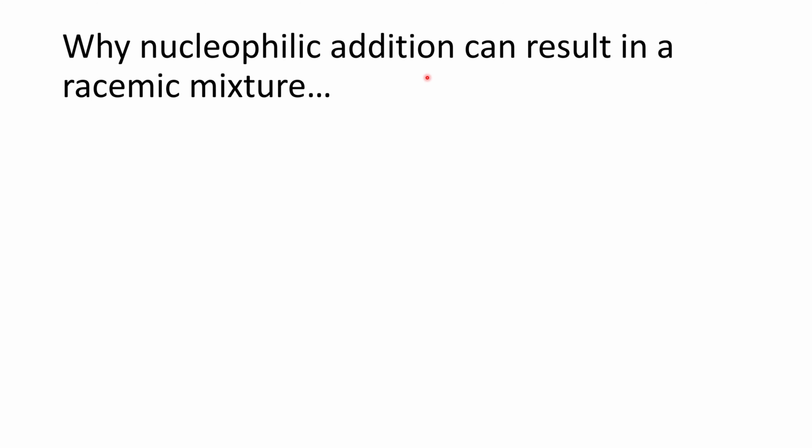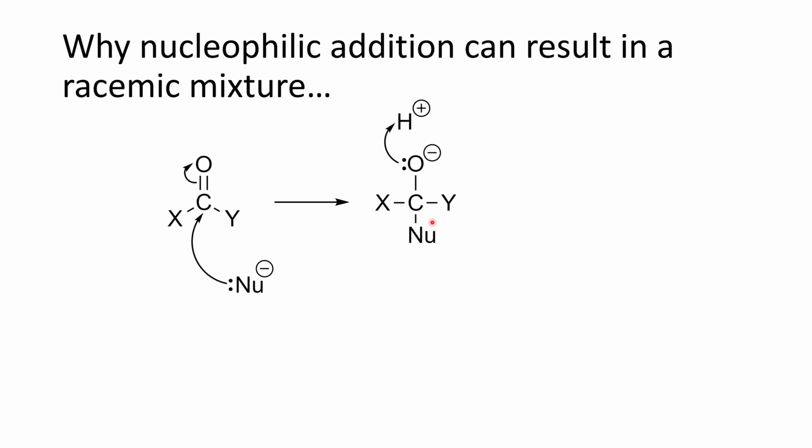Now let's examine why nucleophilic addition can result in a racemic mixture of optical isomers. In every nucleophilic addition that I've shown you today, we show a nucleophile attacking a carbonyl group. This forms an intermediate where the carbon has 4 bonds. You can see in this intermediate here, this carbon has 4 different substituents. Therefore, the product of this nucleophilic addition will be chiral. And therefore, if it's chiral, it has the opportunity to exhibit optical isomerism.